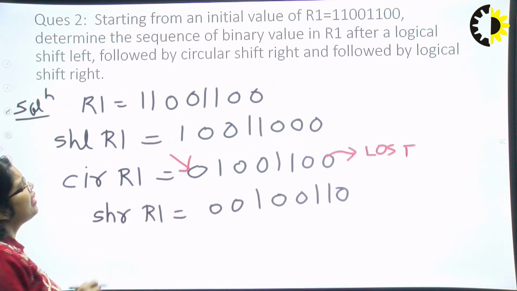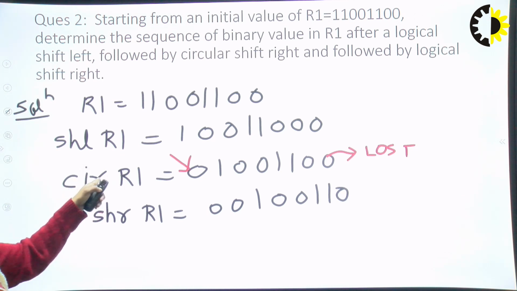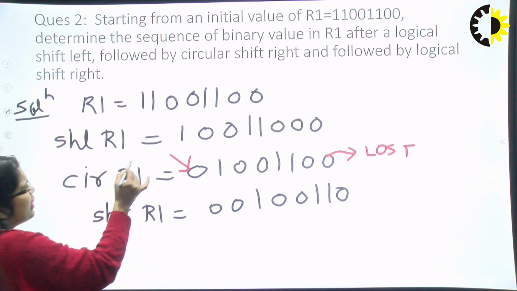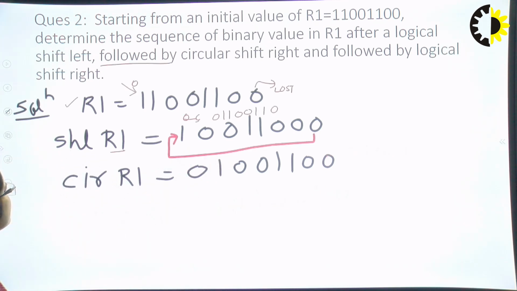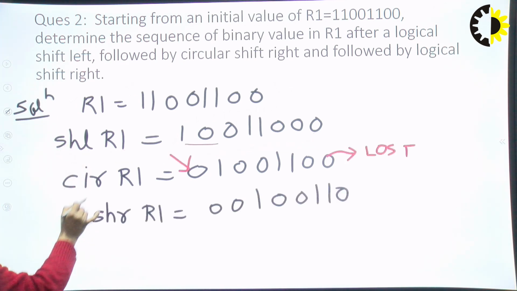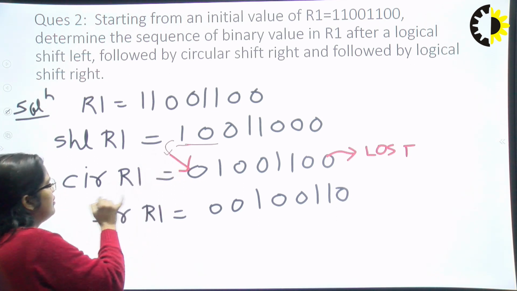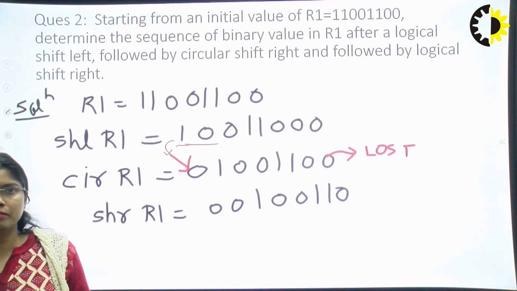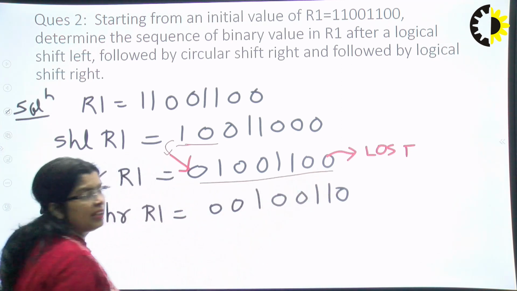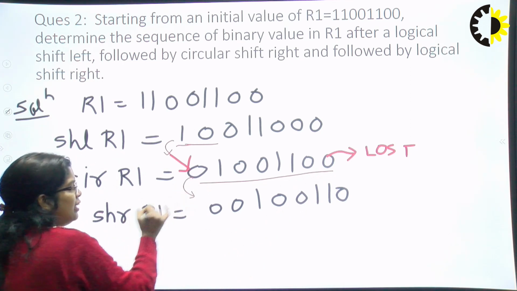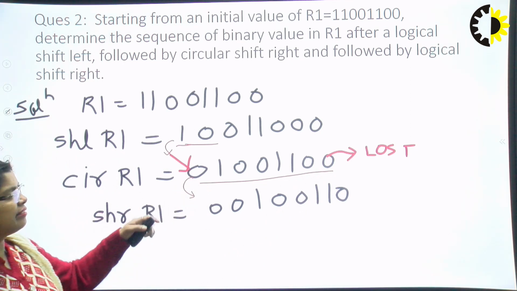Next, the CIR R1. In the CIR R1, what will happen? Circular shift right. Whatever result comes here goes here as the input for CIR R1, the circular shift right operation. Whatever result comes from this is the input for the SHR R1.